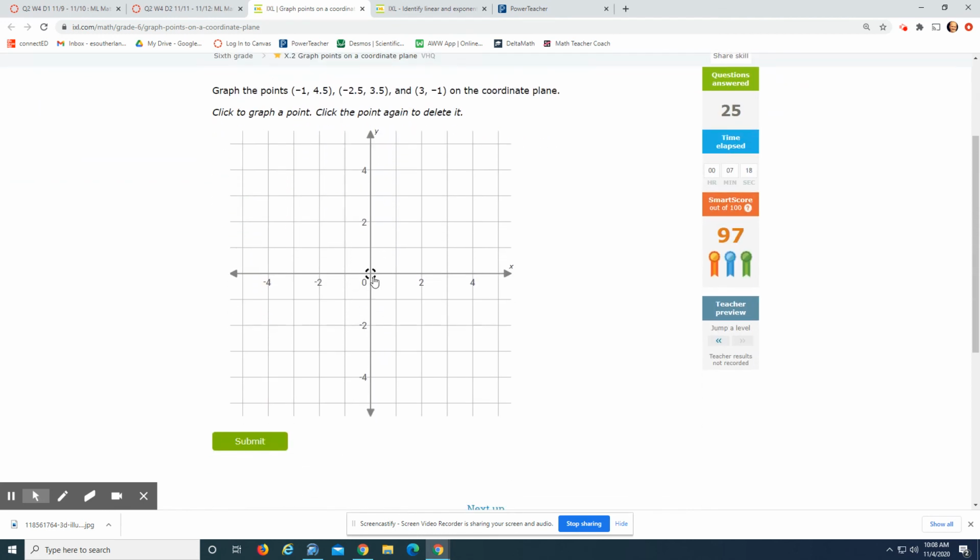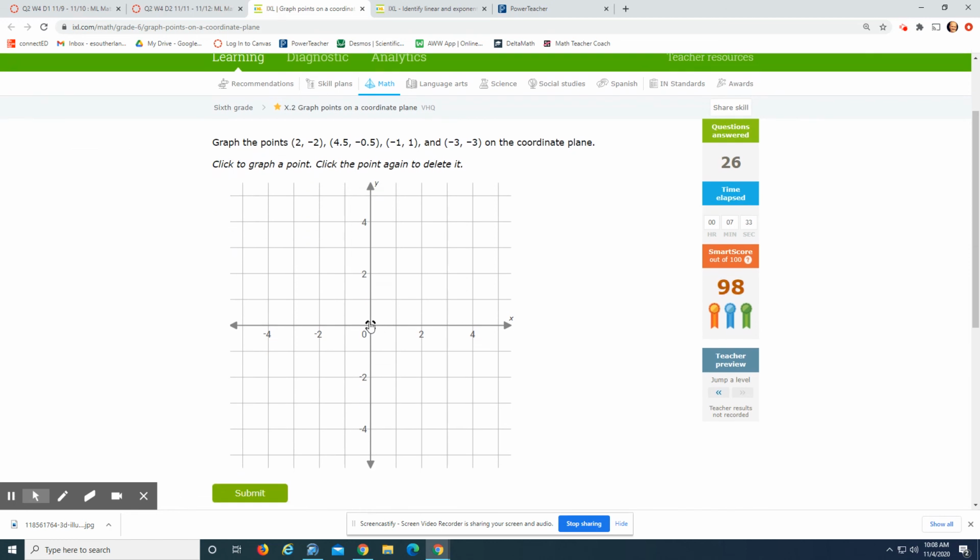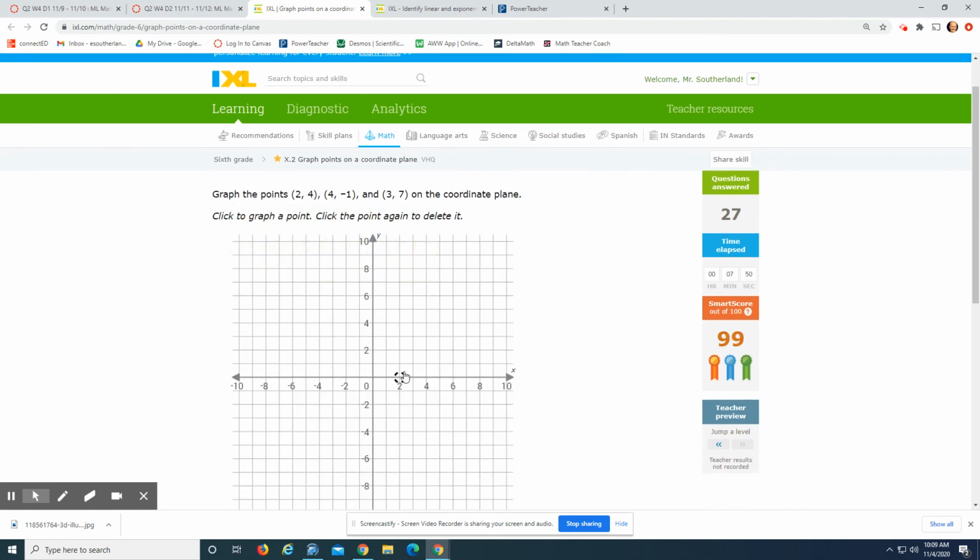And we only have a few more left. -1, +4.5 is there. -2.5 is here, then up to 3.5. 3 is here, down to -1. 2, -2 would be 2, -2. 4.5 to 0.5, -0.5 is there. -1, 1. -3, -3. 2, 4 is here. 4, -1 is there. And 3, 7 is there.